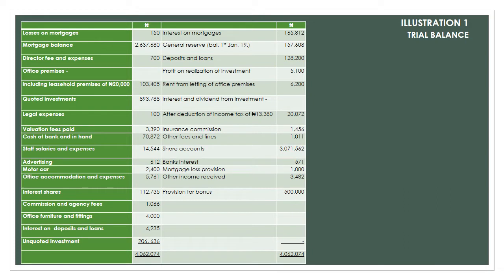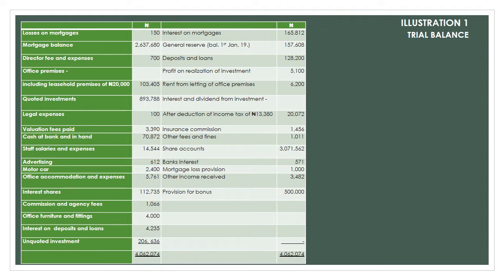Now you see on the debit side, which is the left hand side, the first item there is loans on mortgages. So this is what? This is an expense. Then you have the next one, the mortgage balance, which is an asset. Then you have the director's fees and expenses, an expense. Office premises is an asset. Quoted investment is an asset. Legal expenses, valuation fees paid, expenses. Cash and bank and in hand, this is an asset, current asset.